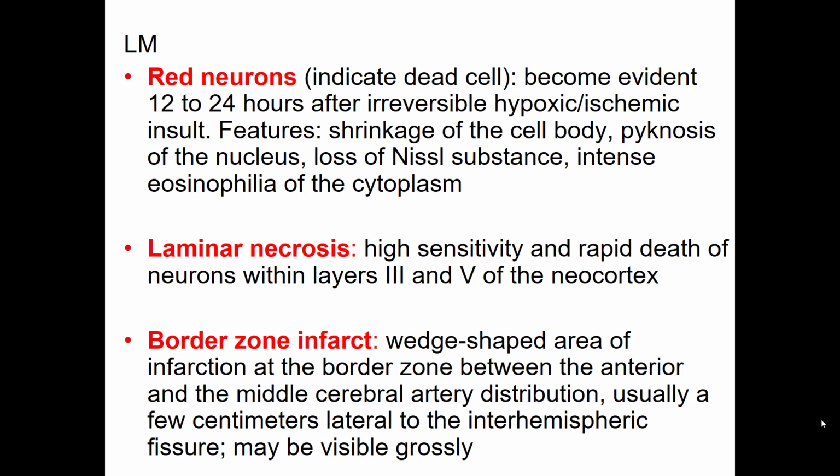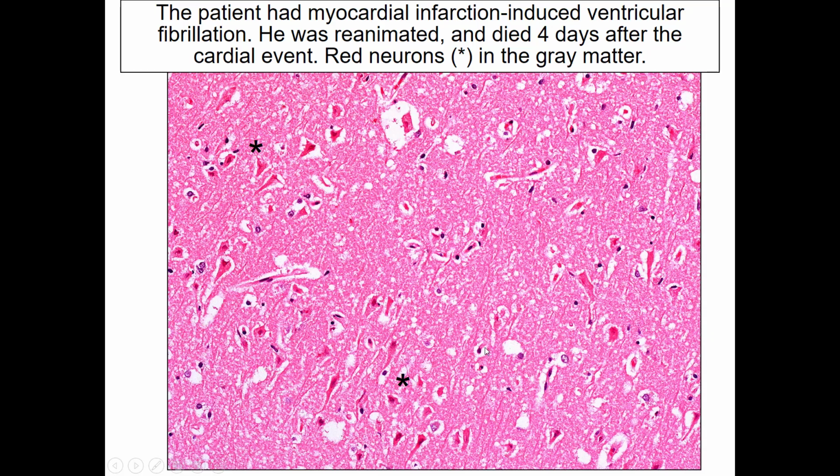Therefore, in these so-called distant regions of blood supply territories, which are actually the border regions of the blood supply territories of the major arteries, the so-called border zone infarct may develop, and they can also be visible grossly if the patient lives long enough, survives long enough.